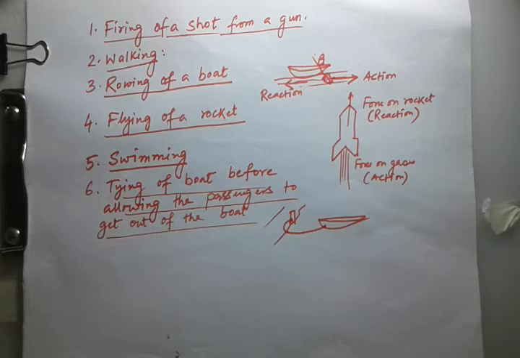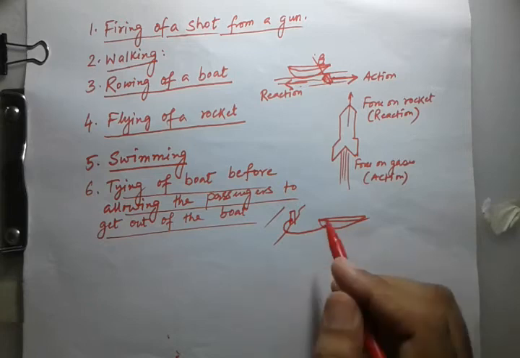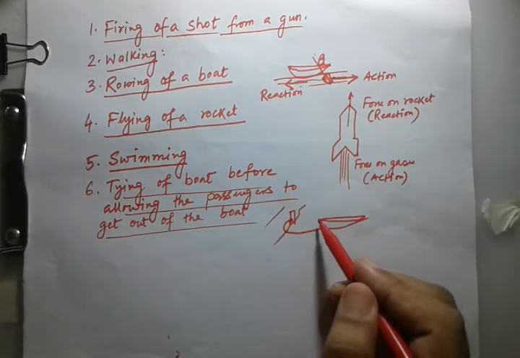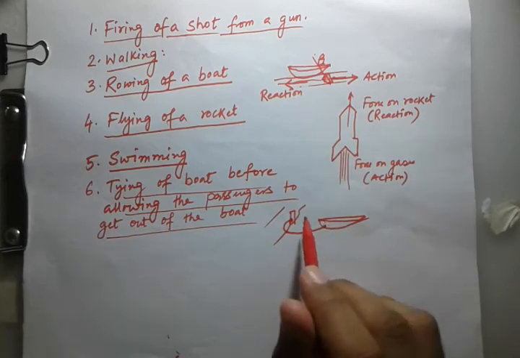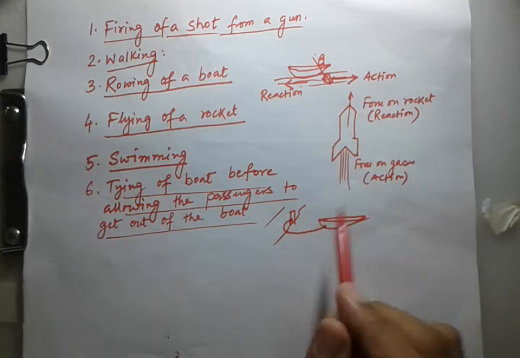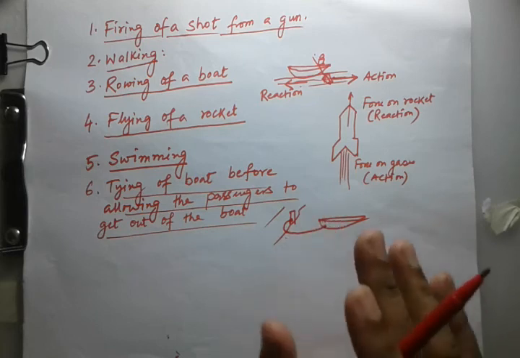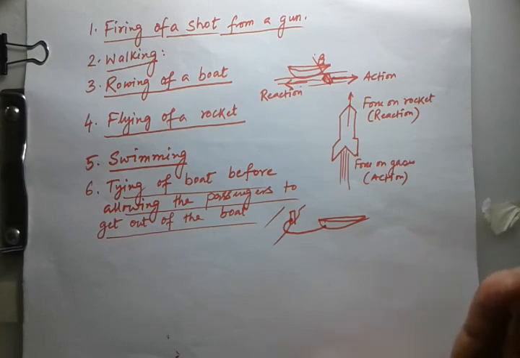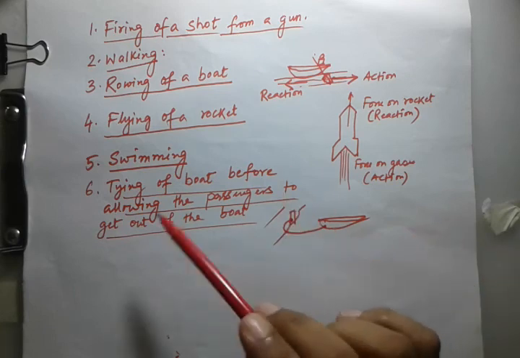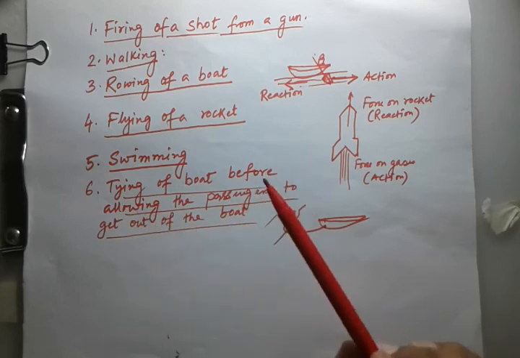and it can slide in the backward direction. Okay, so the passenger will not be able to come out of the boat. So that is why the boatman ties the boat to prevent it from sliding back in the water. Now what will happen if it is not tied? If the passenger jumps from the boat, what will happen? The passenger will apply force on this boat and the boat will go in the backward direction, and the passenger may fall into the water. Okay, so to prevent this type of accident, the boatman will always tie the boat before allowing the passengers to get out of the boat.